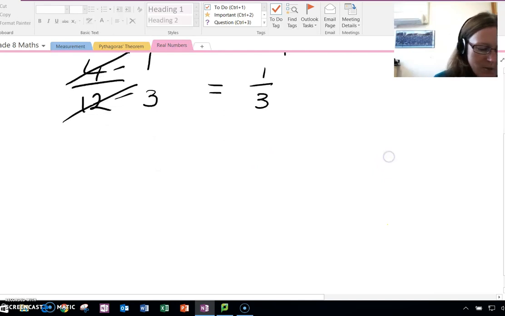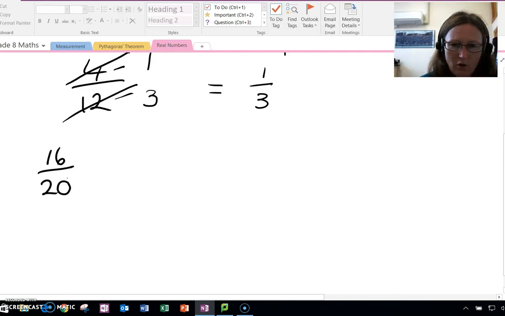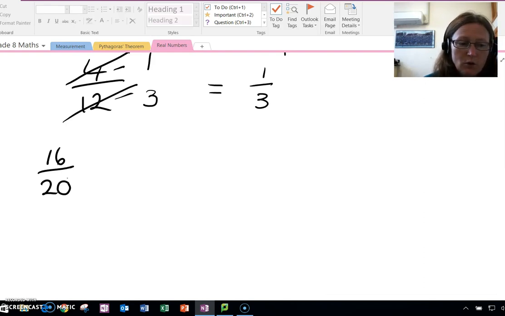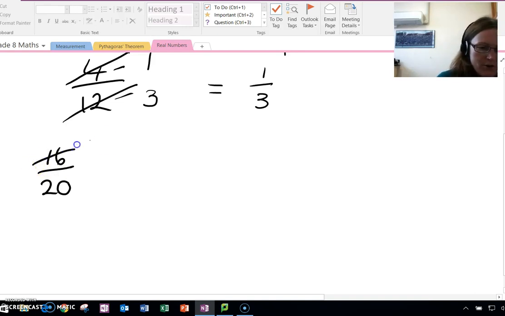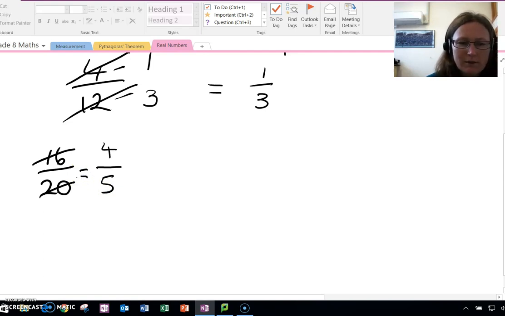Let's do a couple more examples. 16 over 20. We need to think of what number goes into both of those numbers. And we try and think of the largest number that goes into both. So 2 goes into both 16 and 20, but so does 4. So we're always looking for the largest common factor. So we say 4 goes into 16 4 times, 4 goes into 20 5 times. So 16 over 20 written in simplest form is 4 over 5.